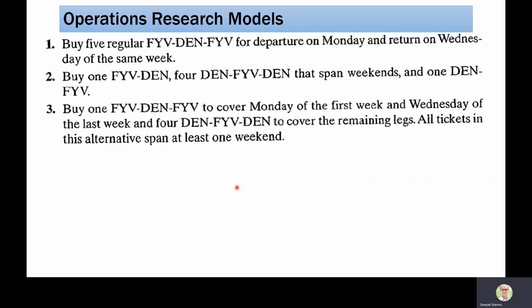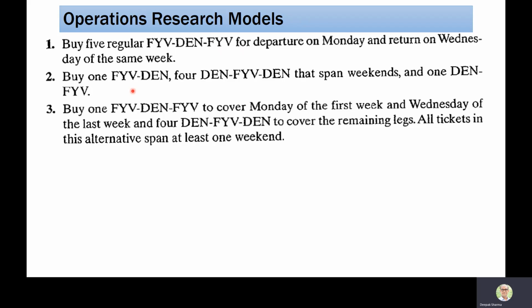So let us think about what alternatives we have. First is, let us buy 5 tickets, that is from city 1 to city 2 and come back, for departure on Monday and return back on Wednesday of the same week. So these are the regular tickets I can buy.